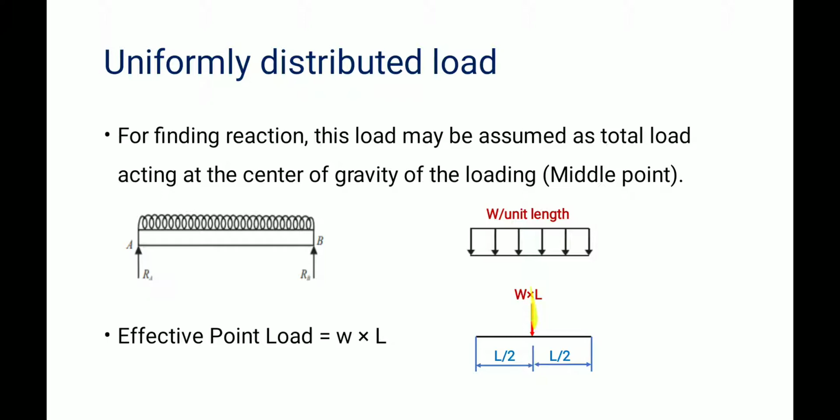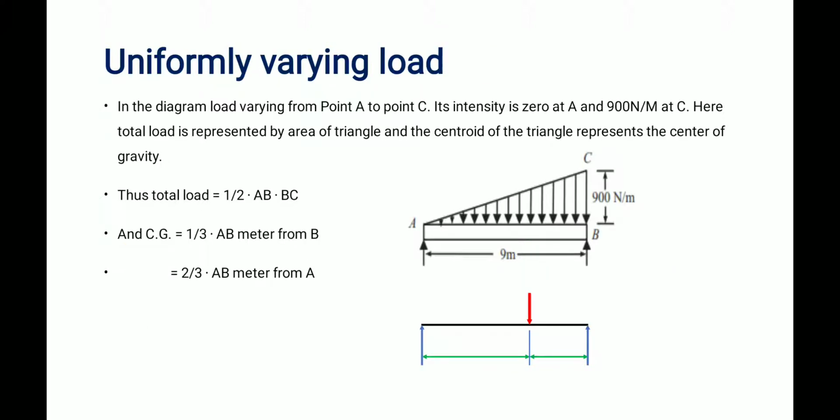At the middle point we have to put this effective point load of the UDL. So here, for finding the effective point load, we have to multiply the load per unit length into the length over which the weight is acting. Then another type of loading is there, which is uniformly varying load.